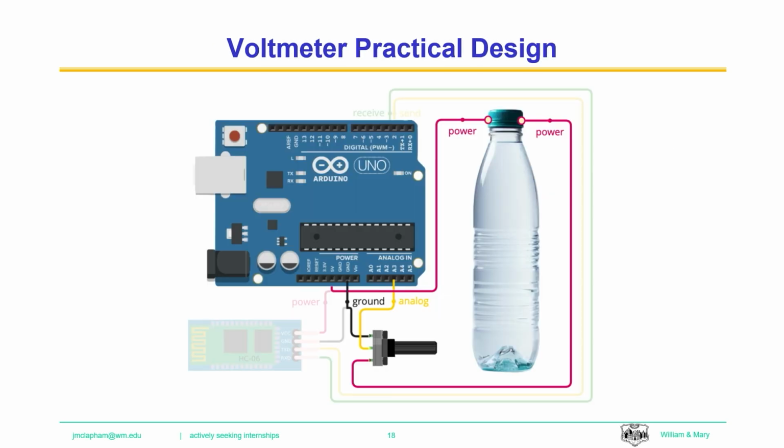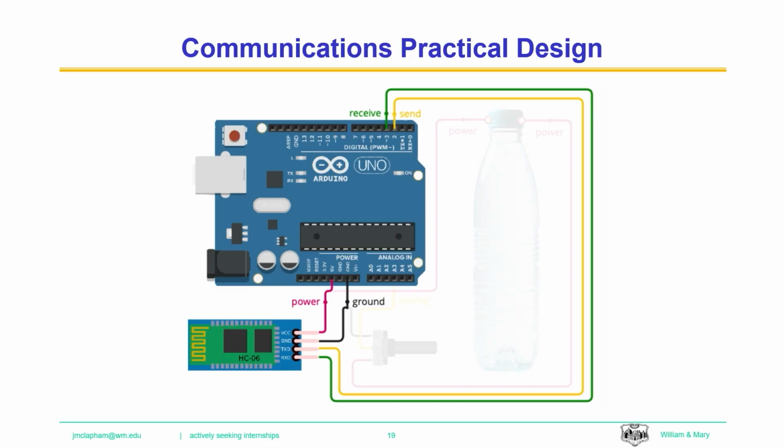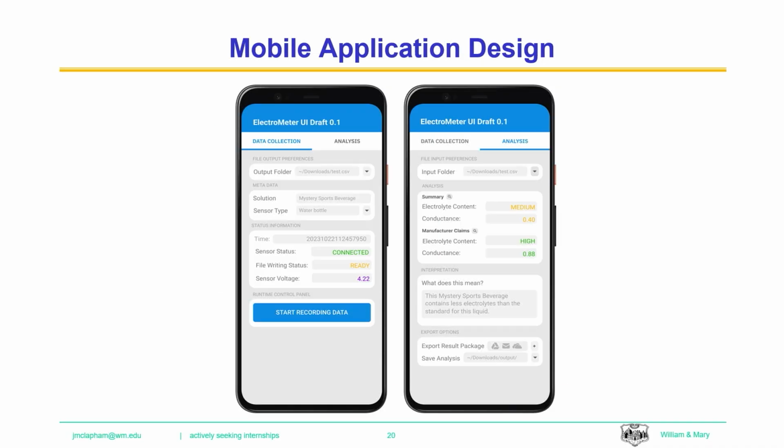We created a practical voltmeter design using an Arduino Uno and a potentiometer resistor. And in the example shown, we have an electrolyte bridge of a water bottle. This could be replaced by any everyday liquid container. We also have our communication circuit in the same sensor, which uses a Bluetooth module, which wirelessly transmits the data to a companion application, which has two screens. It has a sensor interface screen and a results analysis screen, where the user can interface with the sensor, but also see some electrolyte contents of whatever they're measuring.